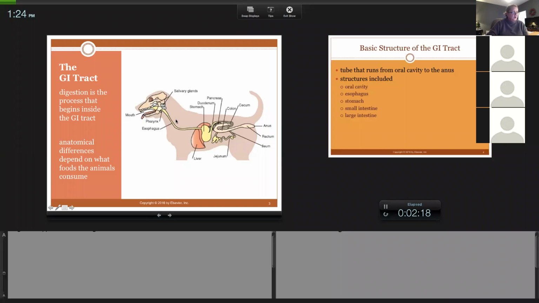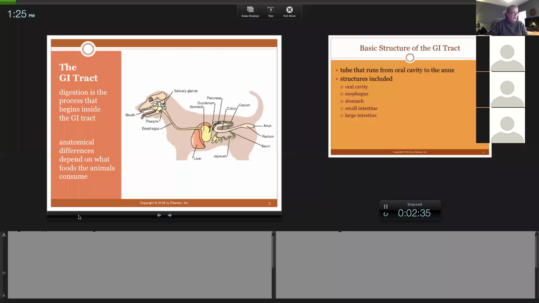Okay, so those are structures within the GI tract, but outside of the GI tract, I talked about the pancreas and the liver. They play an important role in digestion, except they're not within the GI tract. So they are outside of that GI tract.